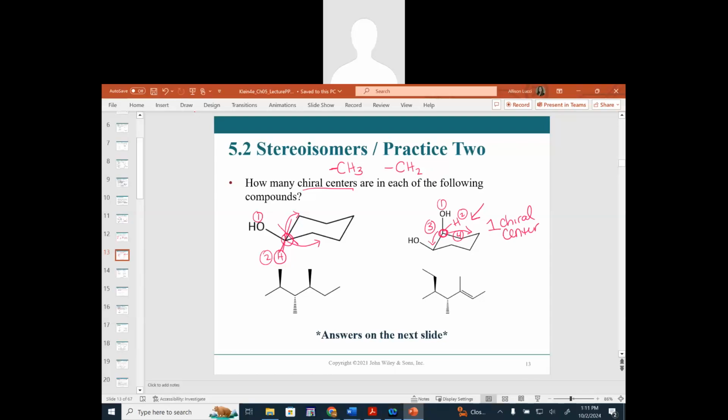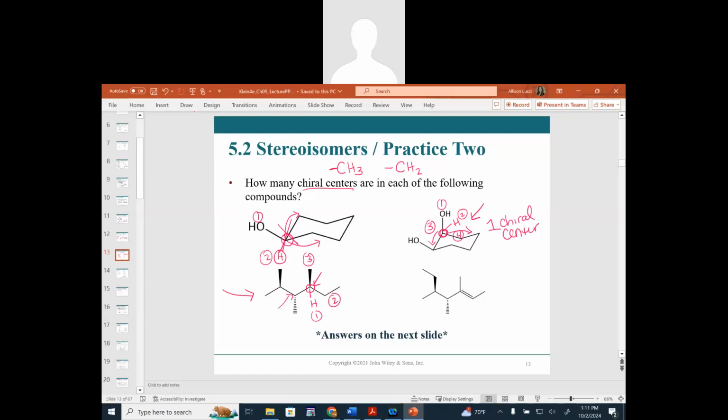Let's take a look at this structure down here. In general, it's a good idea to look for your wedges and dashes to see if they are stereocenters, and they would be considered chiral centers. So let's start on the right-hand side here. We see this has an ethyl substituent, a hydrogen, a methyl. So 1, 2, 3 different groups, and then all this over here would be our 4th group. So this would be a chiral center right here.